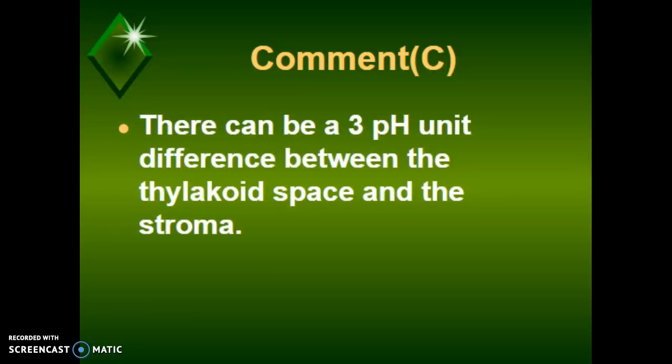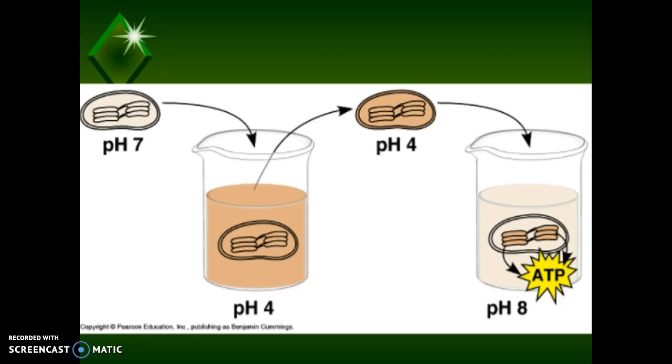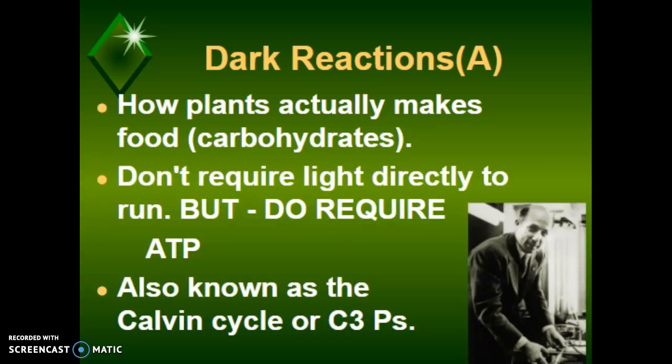There can be as much as a 3 pH difference between the thylakoid space and the stroma. Remember, pH is power of hydrogen, so there's a lot more hydrogen outside than there is inside when we're talking about a 3 pH difference. Remember, we're talking about the logarithmic scale here, so that's a lot more hydrogen. And there's a picture that we've used to kind of figure that out. And yeah, so just kind of a comment. That's why it's marked level C.